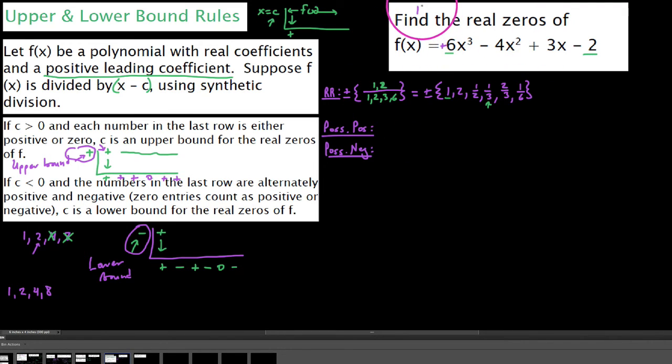Negative to positive, that's another variation. And then positive to negative, that's a third variation. So the number of possible positive roots on this list that could work is either 3 or less than that by integer differences of 2.